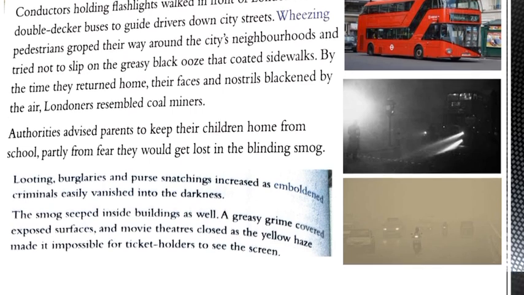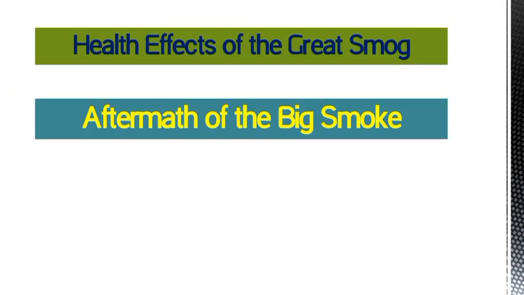In our next class we will discuss the health effects of the great smoke and the aftermath of the big smoke: what type of health effects started at that time and what happened after the smoke was over. Your task is to read the same paragraph thoroughly, try to understand the meaning, and write in short what you understood.